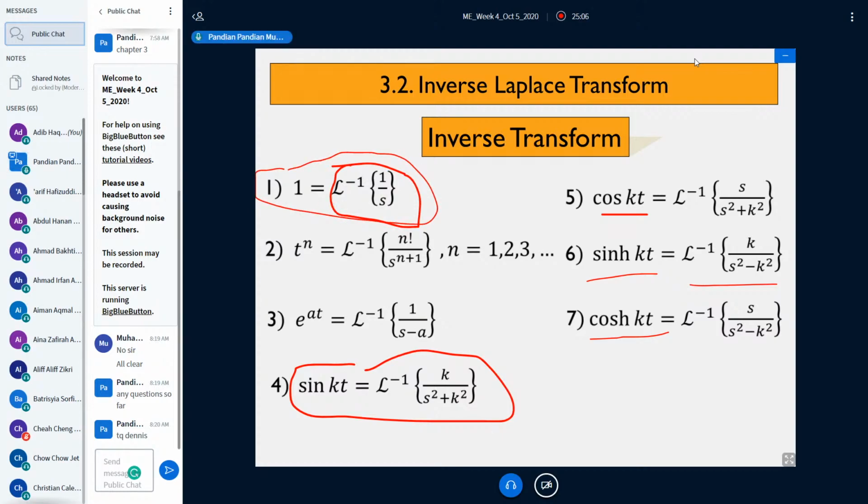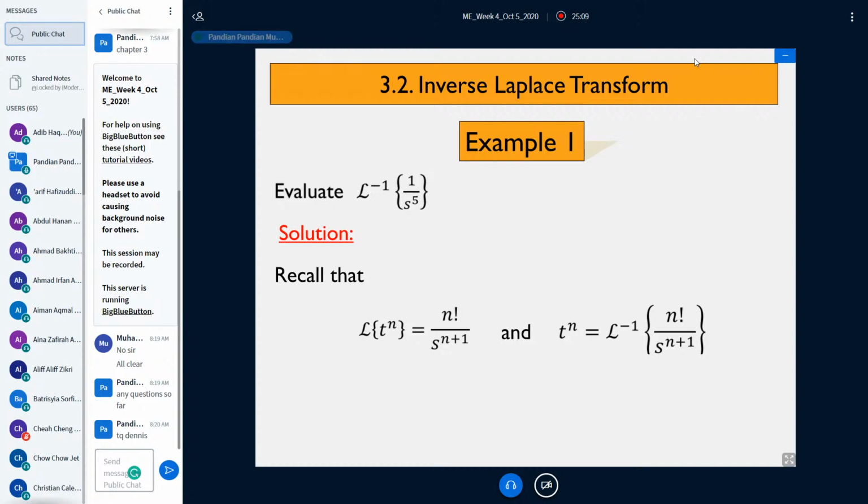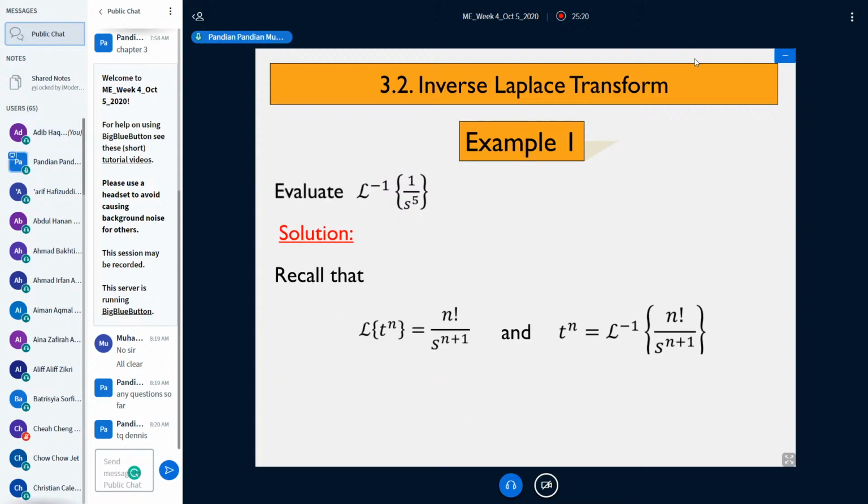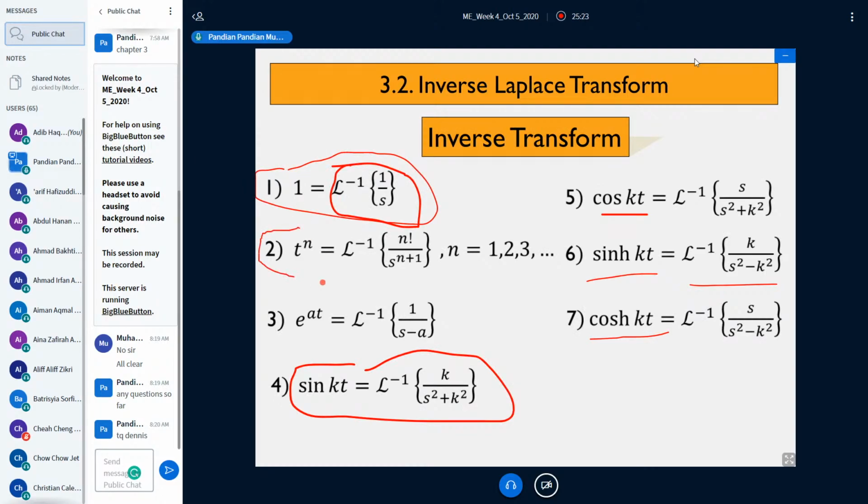Inverse Laplace of 1 over s is 1. But this is s power 1, and here it is s power 5. So for s power 5, you cannot use number 1. You must use number 2. Why? Because n is 1, 2, 3, 4, 5, and so on. In s^(n+1), if I put n as 4, then this becomes s power 5. So the right formula is formula 2. This is the right formula to solve this.